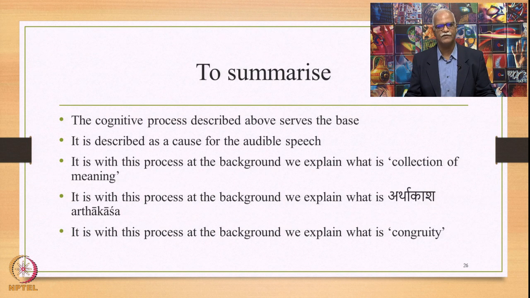and we summarize what we have studied so far. To summarize, we can say that the cognitive process described above serves as the base for the description of the collection of meanings, which is part of the process of speech production. Now, this process of collection of meanings at the level of intellect by the Atma is considered as the cause of the effect in the form of the audible speech. The audible speech is the effect, and this collection of meanings is considered as the cause. This is extremely important. This cause and effect relationship will be shed more light on in the coming lectures.